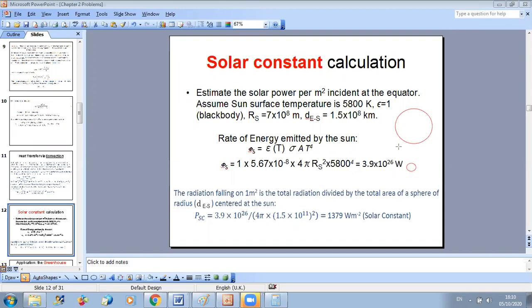the atmosphere will reflect a portion back to the sun. Okay, so not all the solar radiation coming from the sun will cross the atmosphere. A certain part will be reflected, but the part that will be transmitted to the earth will be taken into consideration. Here in this problem, we assume we don't have anything. So if we don't have the atmosphere, if it transmits completely the radiation of the sun, what will be the solar power, which is the power per meter square incident at the equator of the earth.